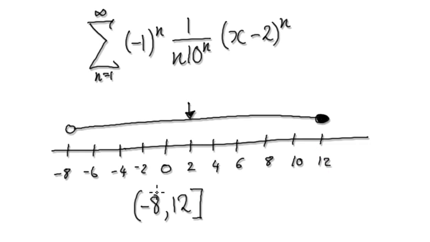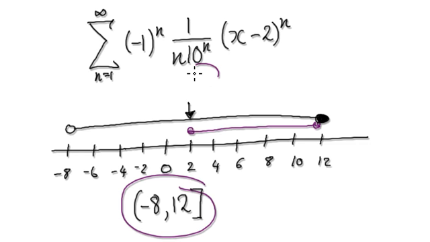So your interval of convergence is given by this. Radius of convergence is 10, centered at 2. Okay.